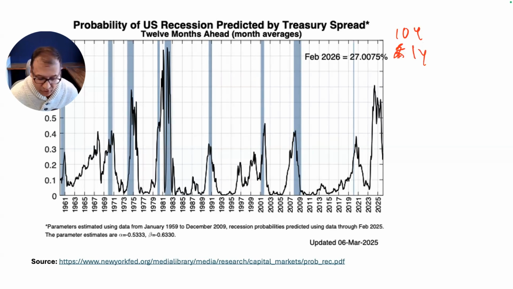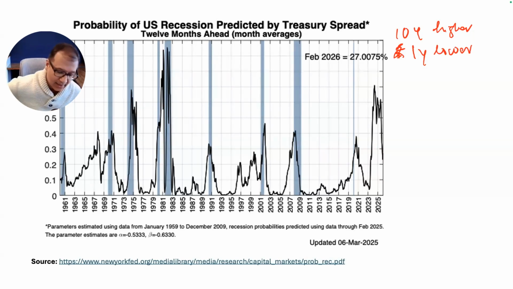The 10-year treasury yield is supposed to be higher on a normal basis, and the 1-year treasury yield is supposed to be lower than the 10-year. Okay. Now, why is that the case? Because if you leave the money invested in a bond for a longer duration of time, the bond is going to give you more money.